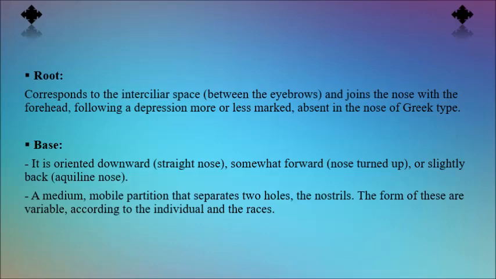The root corresponds to the interciliary space that binds the eyebrows and the forehead, following a more or less marked depression, absent in the nose of the Greek type. The base is oriented downward in the case of the straight nose, somewhat facing forward in the snub nose, or a little backwards in the aquiline nose. Here at the base is a middle septum which is semi-mobile, separating two holes corresponding to the nostrils. The nostrils are variable in shape according to the individual and race.